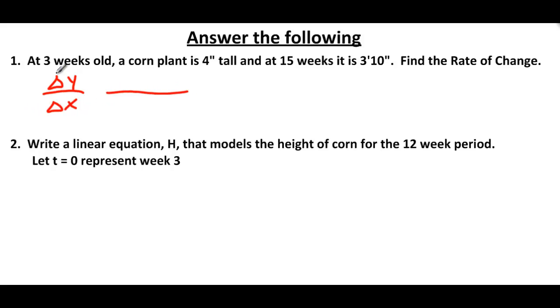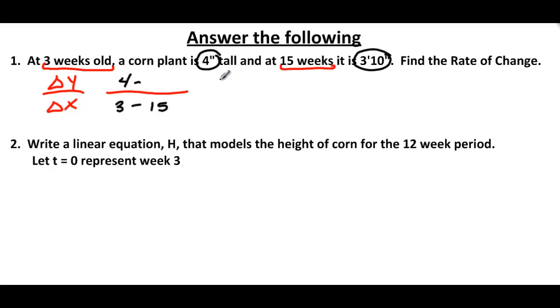So if we look at our time, I'm going to do that first. I have 3 weeks and 15 weeks. Those are in the same units because they're both weeks. So I'm going to do 3 minus 15. Now at 3 weeks, we had a 4-inch tall corn plant. But at 15 weeks, we have a 3-foot 10-inch plant.